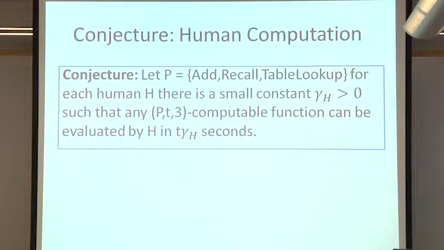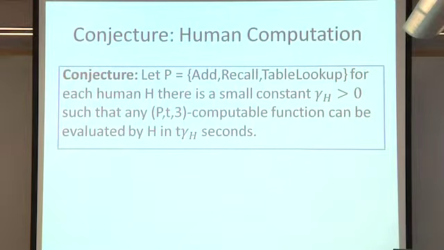Our conjecture is that given a set of primitive operations that only includes these 3 operations, addition, recall, and table lookup, there's a small constant, gamma sub h, which we conjecture is about 1, such that any PT3 computable function can be evaluated by a human in t times gamma sub h seconds.